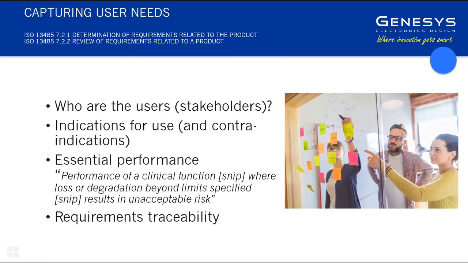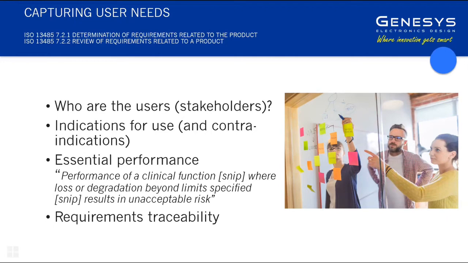The term essential performance is defined in IEC 60601-1, and there's a reduced quotation there, but it's a performance of a clinical function where loss or degradation beyond specified limits results in unacceptable risk. Now, IEC 60601-1 covers a whole heap of safety and other parameters, but this is very specific to the clinical function. So, can you give an example of that, Jeff?